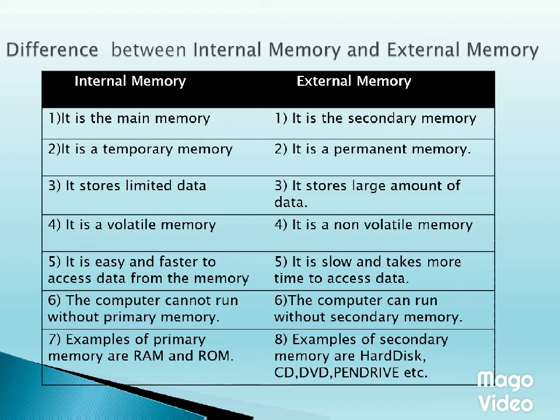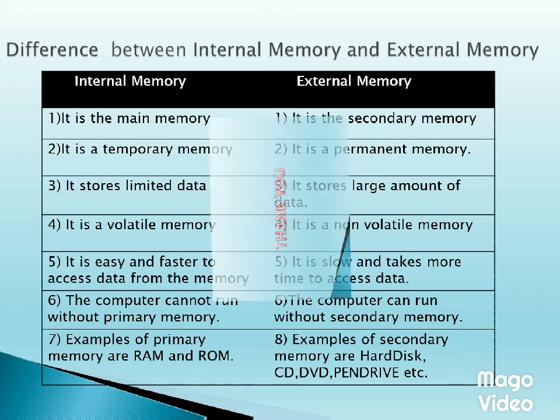The computer cannot run without internal memory. The computer can run without secondary memory. Examples of primary memory are RAM and ROM. Examples of secondary memory are hard disk, CD, DVD, pen drive, etc.